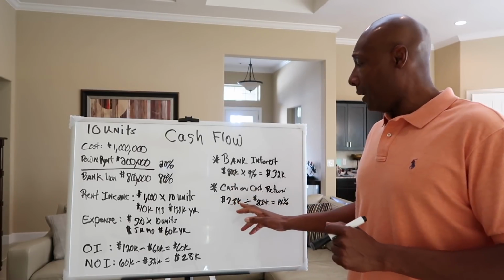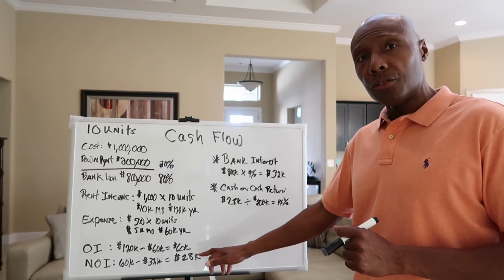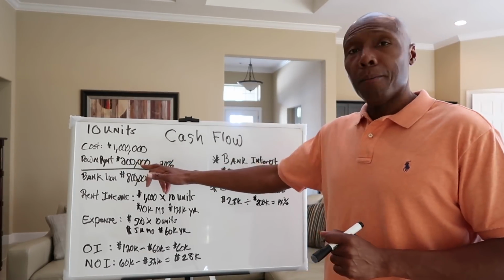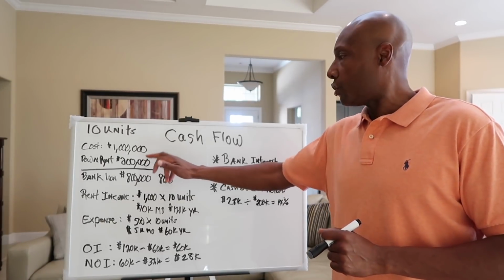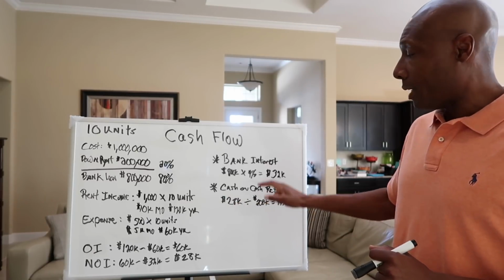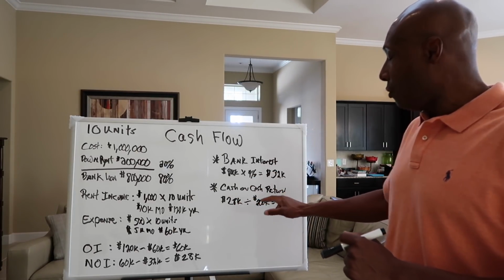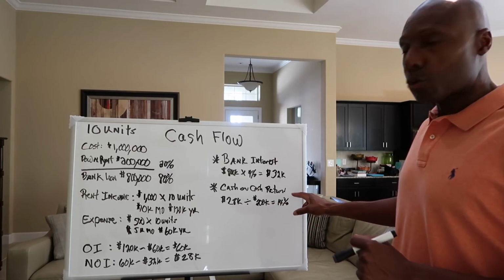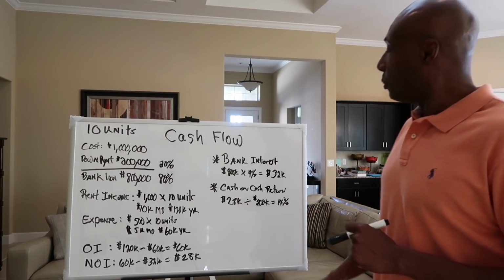So I simply take my net operating income, which is $28,000, and I divide that by the amount of money I actually put into the deal, which is $200K, which is right here. So I take my $28K NOI, divide it by my $200,000 down payment, and it gives me an annual cash on cash return of 14%.